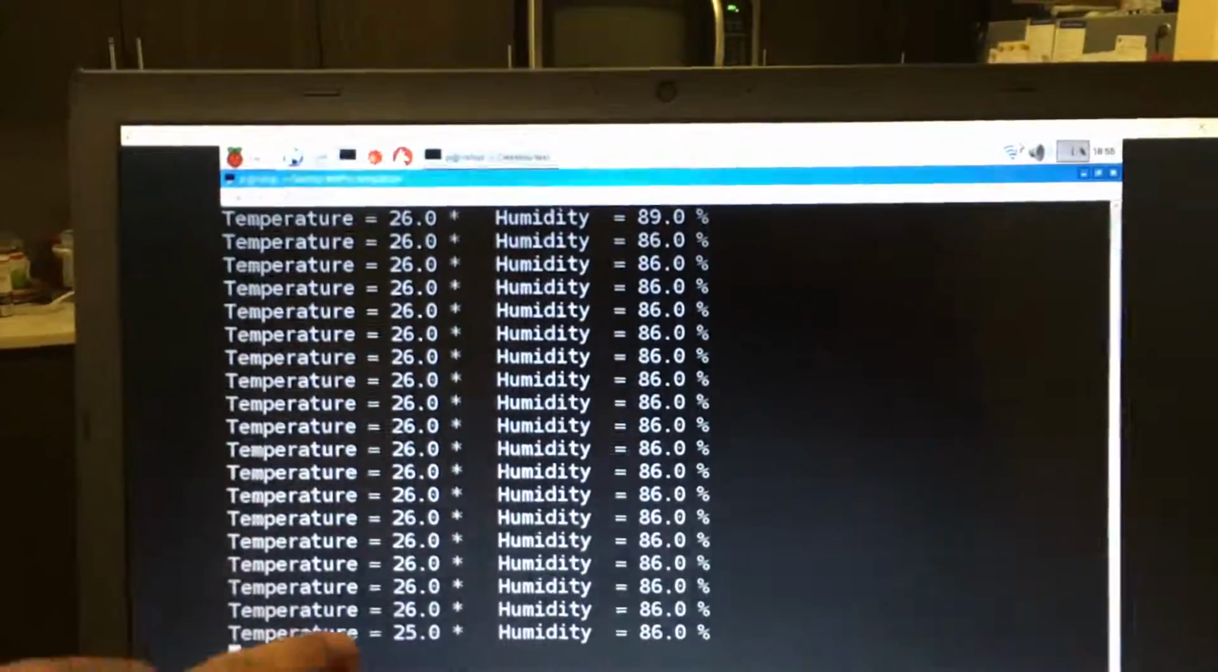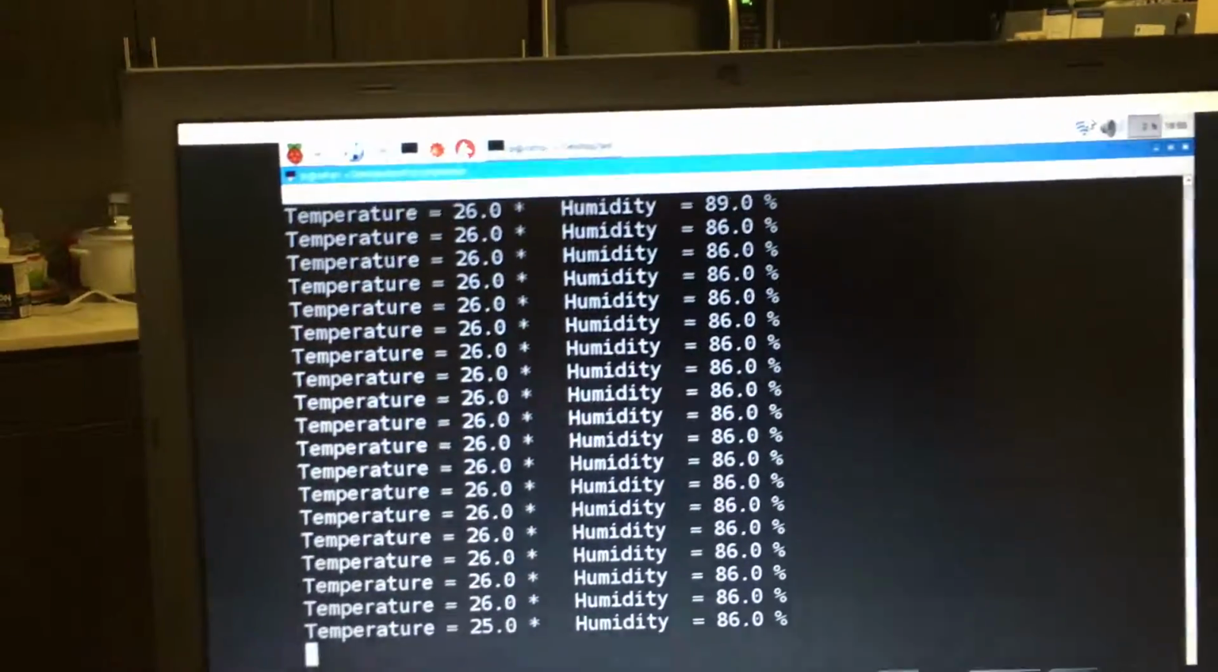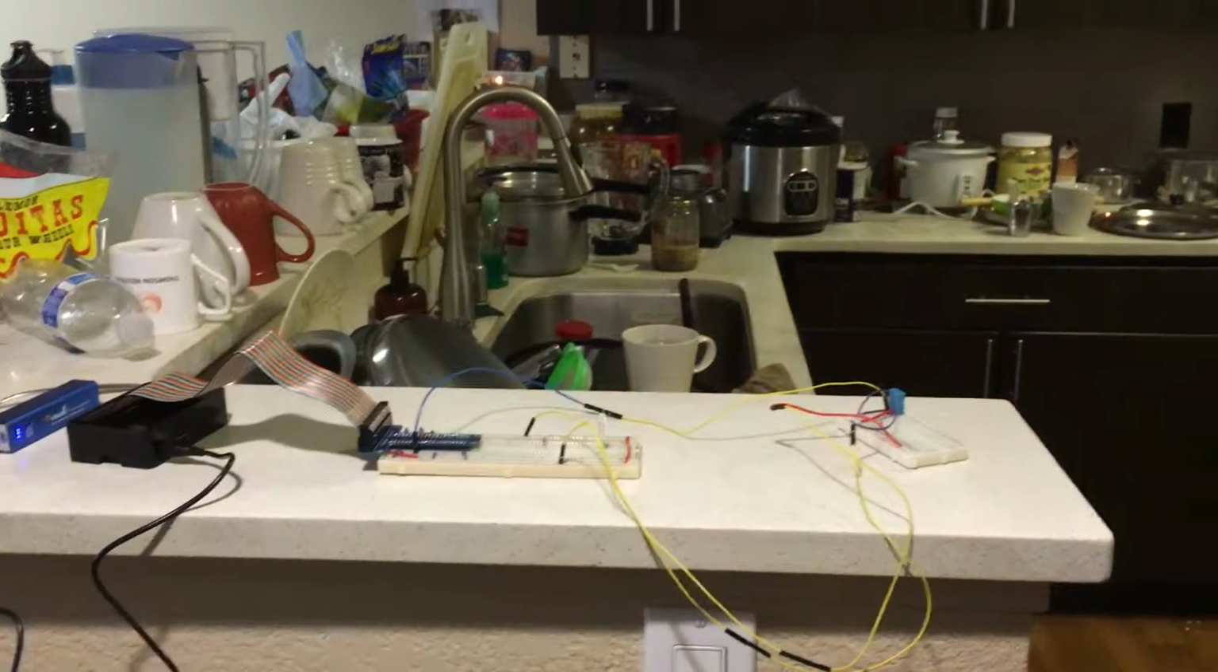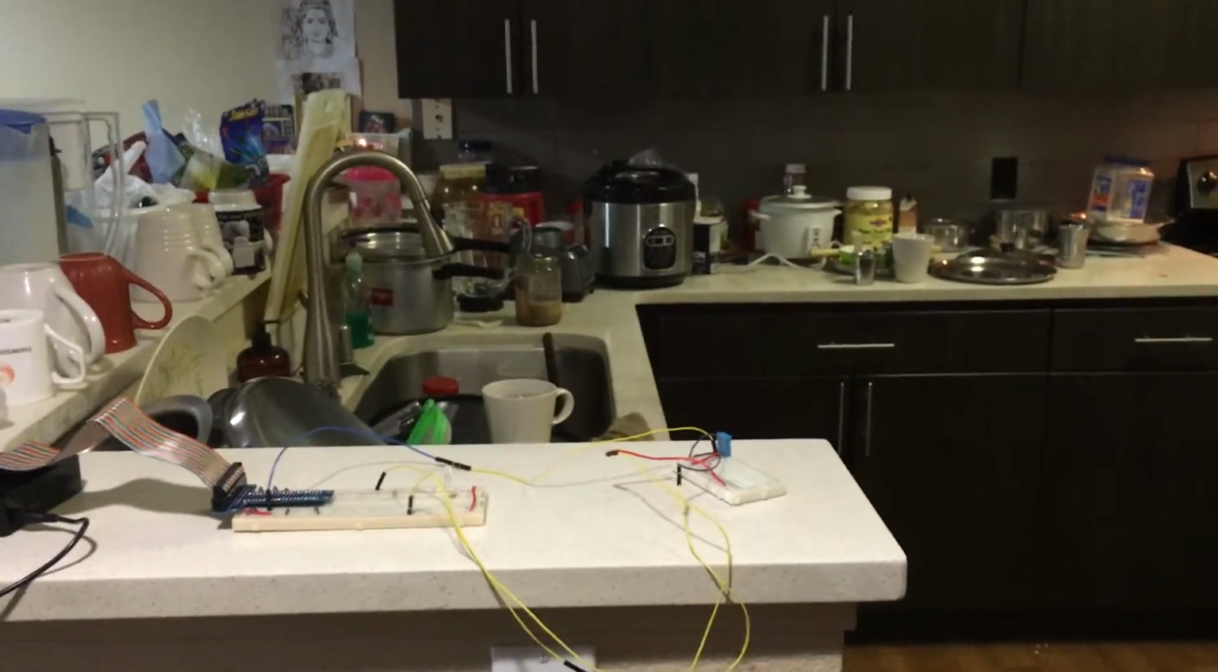Okay, stop now. So now you can see that the temperature has decreased to 26, 25 degrees, which is almost the room temperature right now. So here is the system. Here is the sensor. The sensor is able to detect the room temperature. All right. Thank you, Professor.